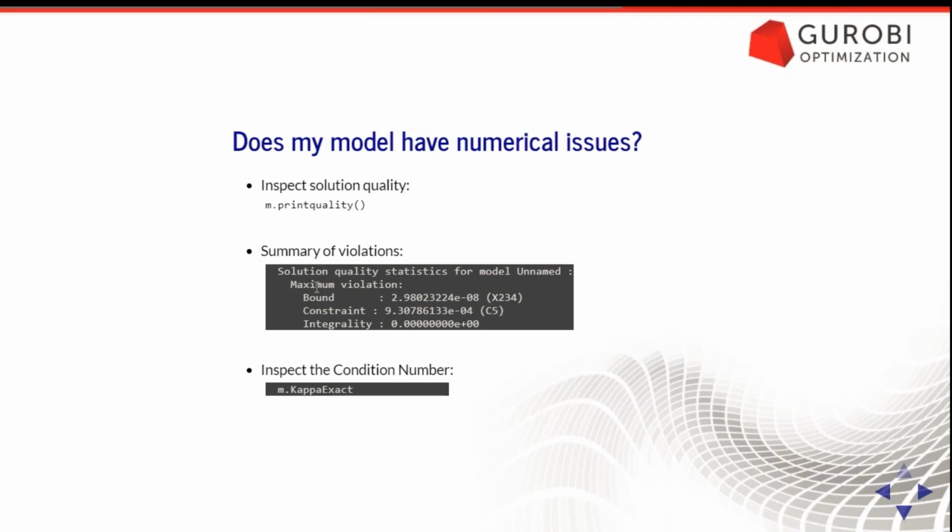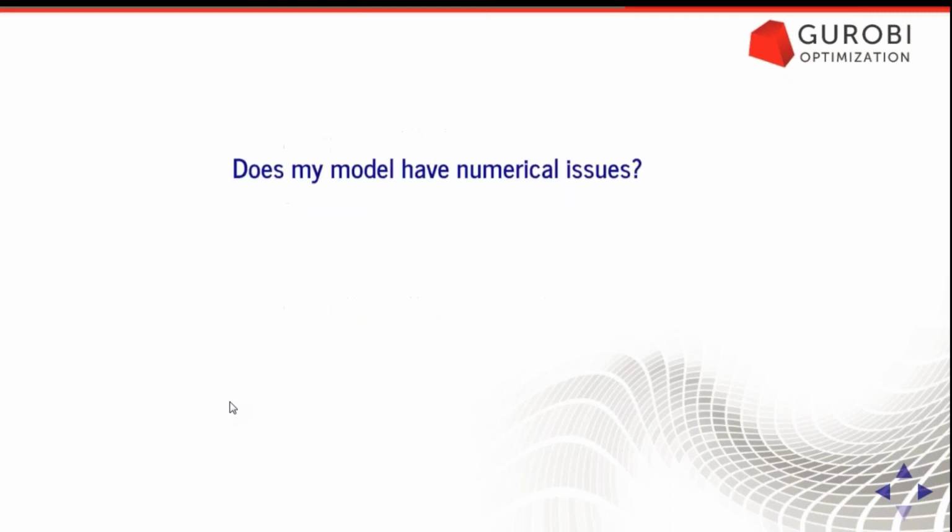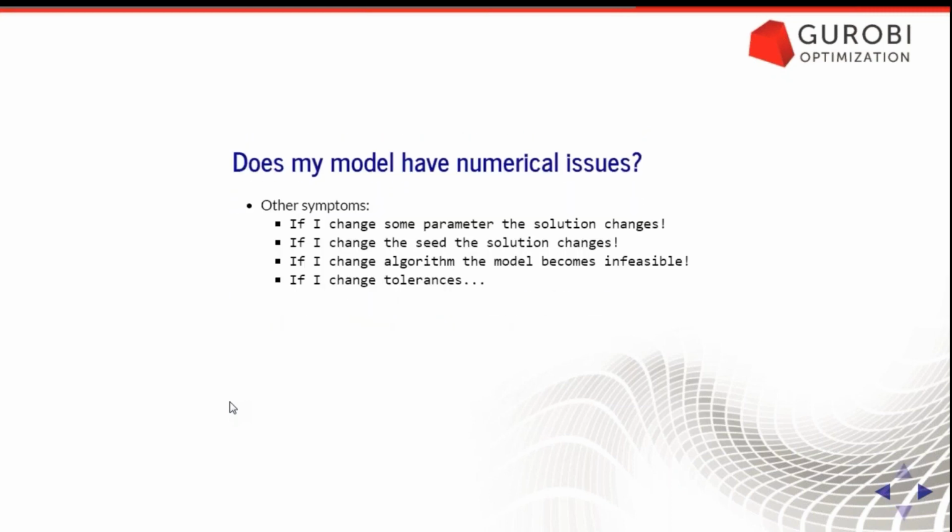You can also inspect the condition number, and I'm talking about that in a little bit. Essentially, the condition number is also an indication, especially if it's really big, that the solver may be encountering numerical issues in your model. Other symptoms: whenever you see that I change some parameter and now my solution changes, the problem goes from infeasible to feasible, or the optimal objective value changes, all these are strong symptoms showing that your problem has numerical issues.